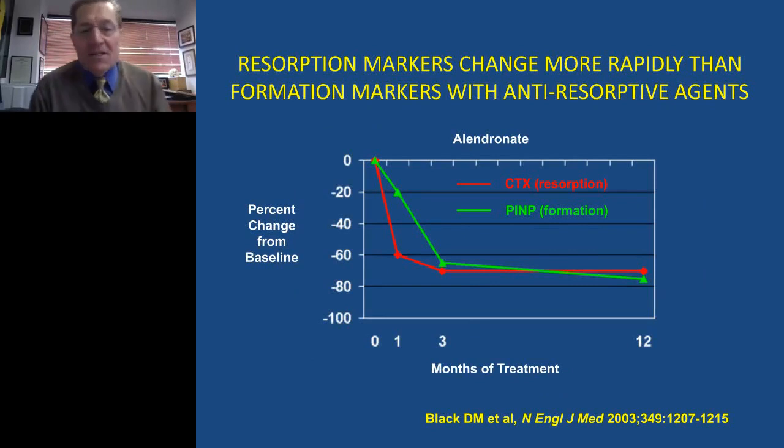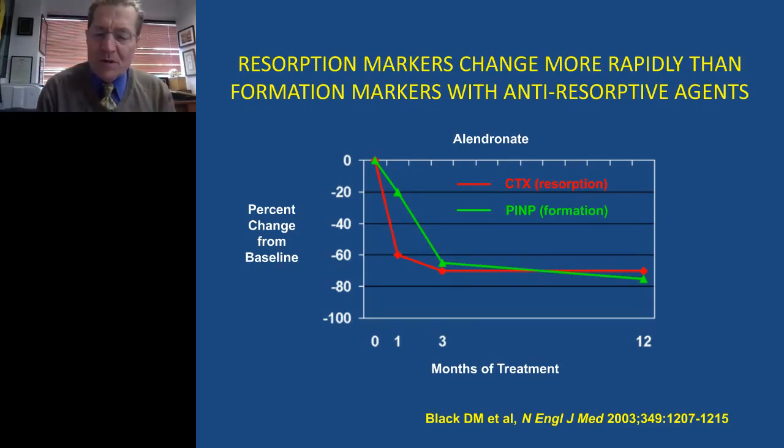This is a slide, again, from the UCSF group, from Dennis Black, who's done a major amount of work in this area. This is the change in the CTX in the red, the bone resorption marker, and in the green, the bone formation marker with alendronate. Now, you're going to ask, well, why are you using a bone formation marker to monitor a change with an anti-resorptive agent when you have the bone resorption marker?